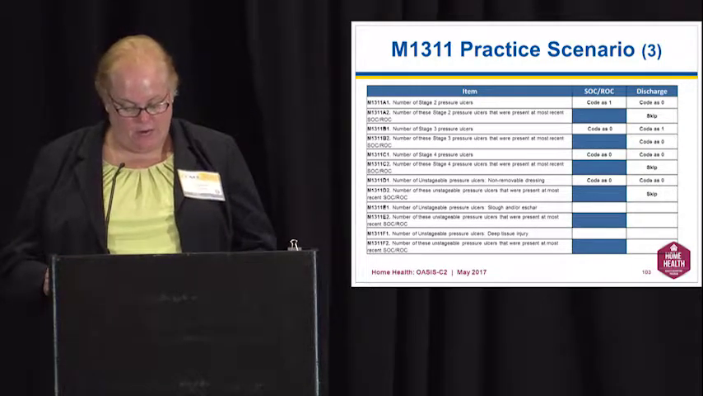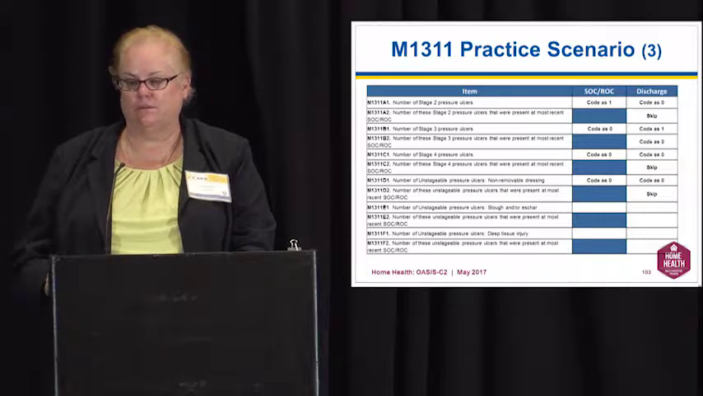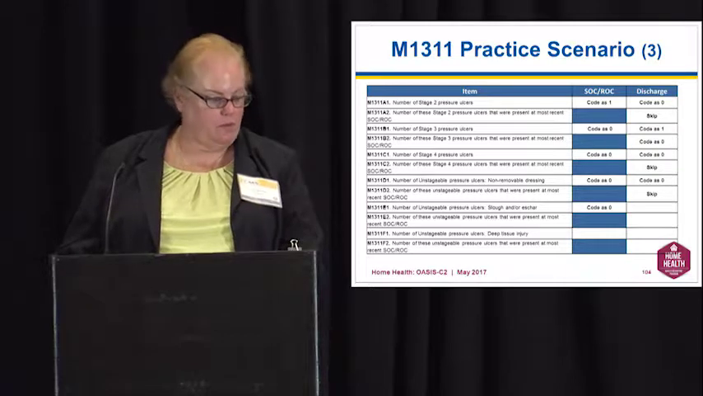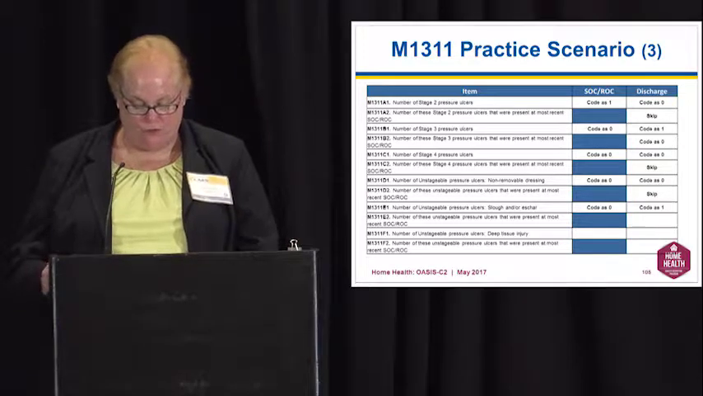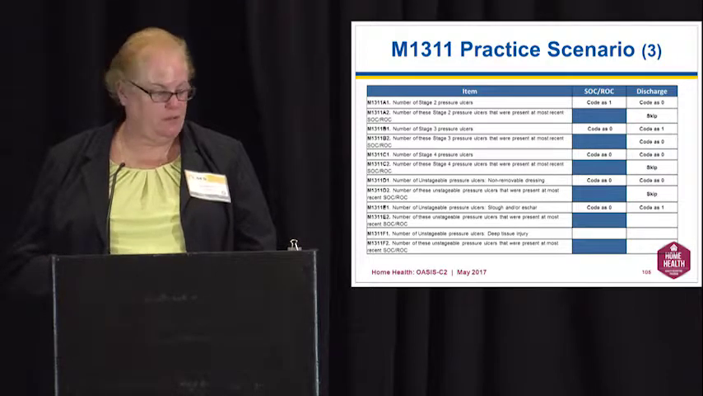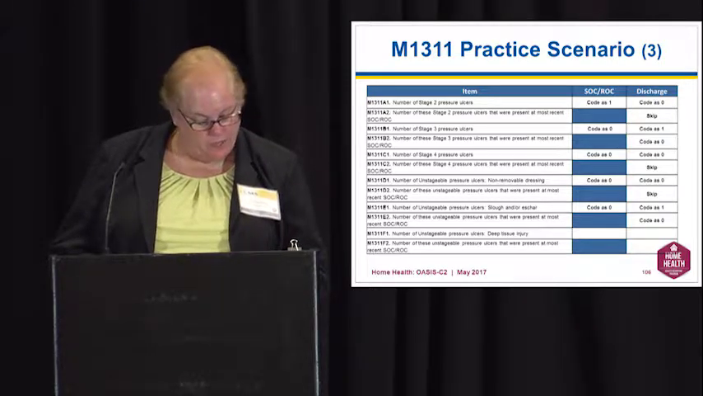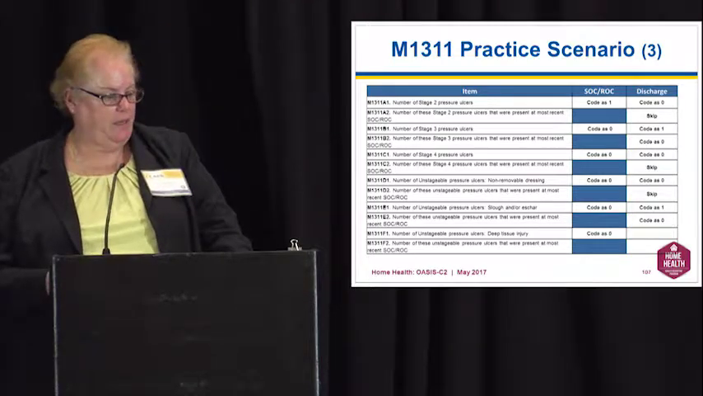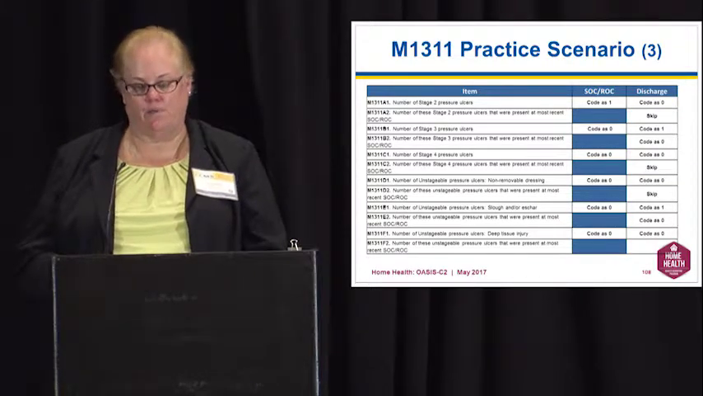Okay. Now, number of unstageable pressure ulcers due to slough or eschar at the SOC/ROC? Correct, 0. Now, how about at discharge? 1, correct. And number of these unstageable pressure ulcers due to slough and eschar that were present on the most recent SOC/ROC? Correct. Okay. And then how about the number of unstageable pressure ulcers due to deep tissue injury? Okay. How about at discharge? Right. And then how many were present on admission?